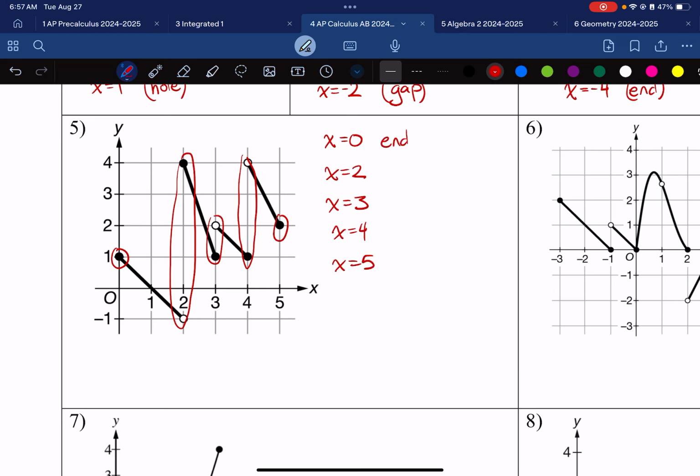This one is an end discontinuity. This one is another end discontinuity. And then we have a bunch of gaps. A gap, gap, and a gap.